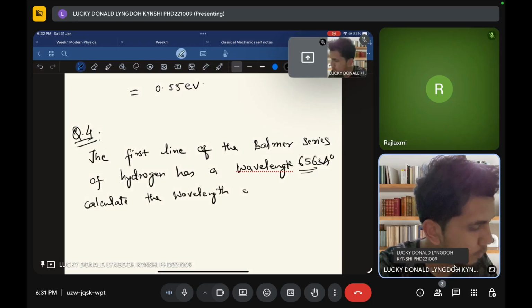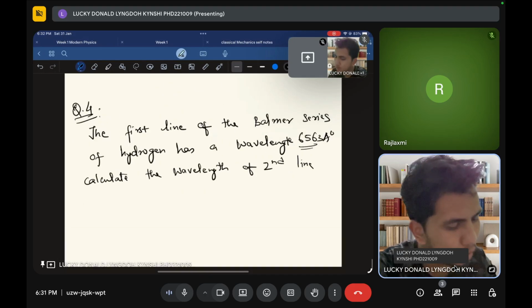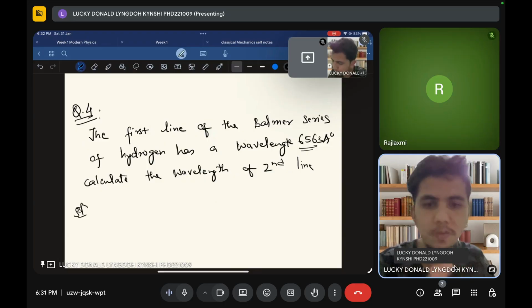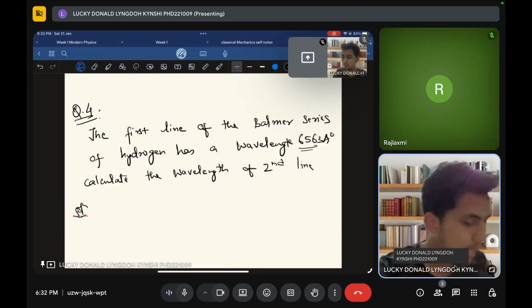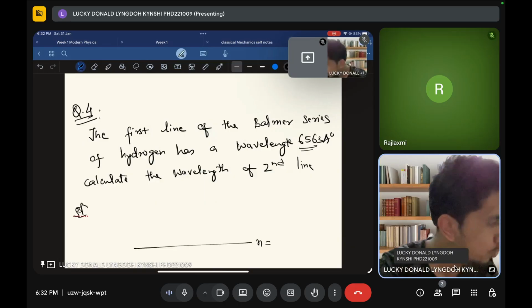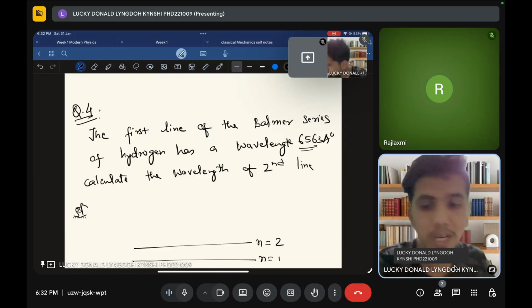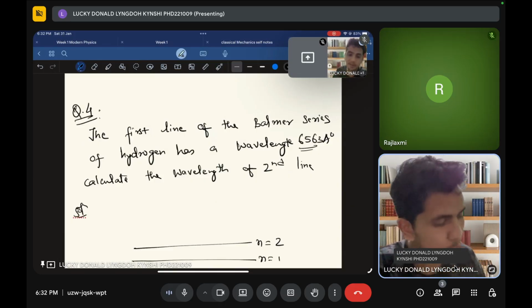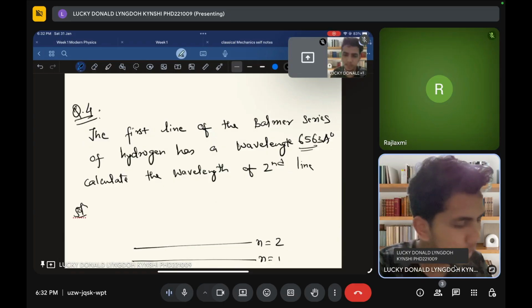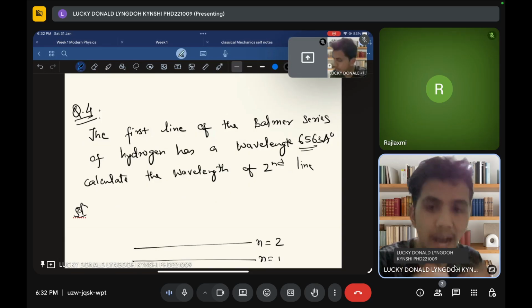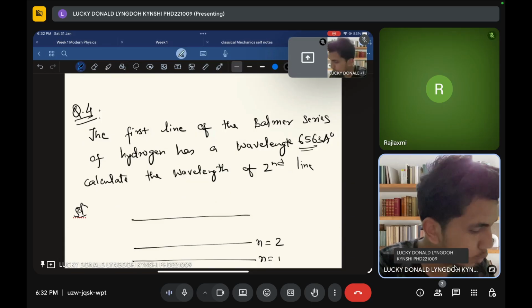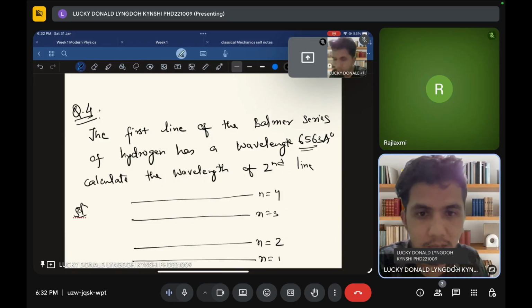If I want to express this graphically, let's say this is n is equal to 2. Remember that n is equal to 1 is for the Lyman series. Whenever the transition goes to n is equal to 1, it is called a Lyman series. Whenever any transition from a higher energy state goes to n is equal to 2, it is called the Balmer series. So this is n is equal to 3, n is equal to 4. So whatever is given here is the first line.